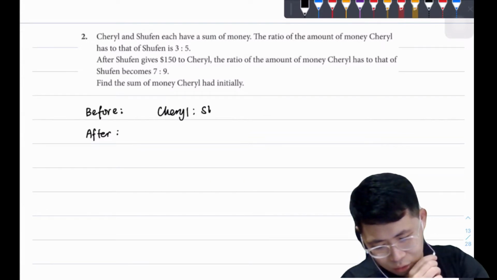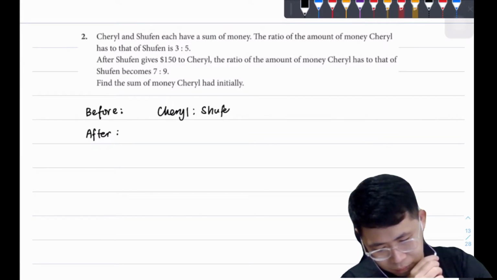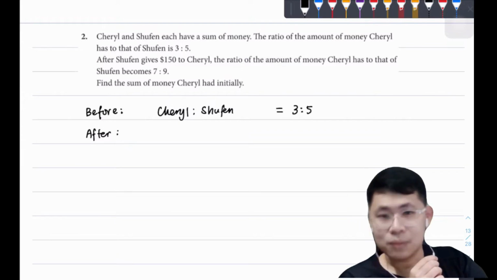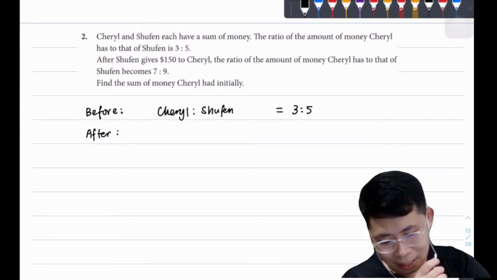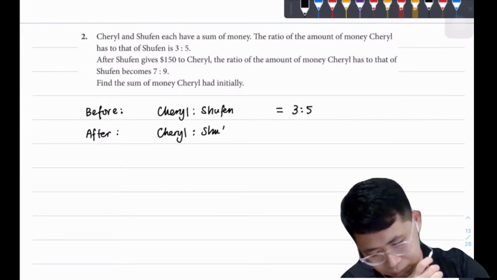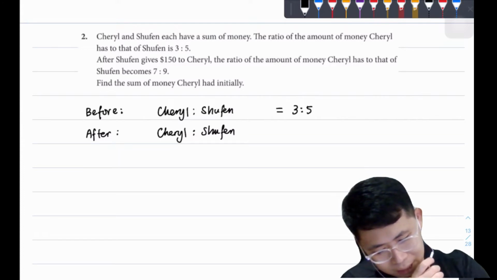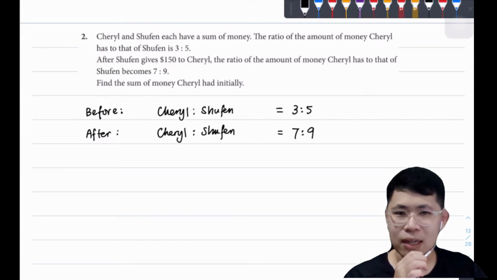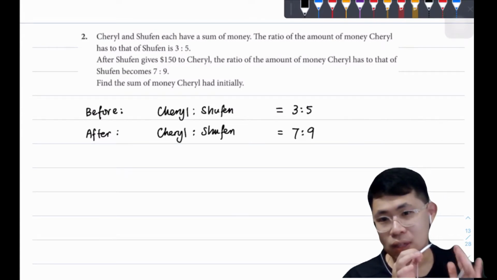Alright, Cheryl and Shufen sharing 3 to 5 units. And after, we have Cheryl and Shufen sharing 7 to 9 units.